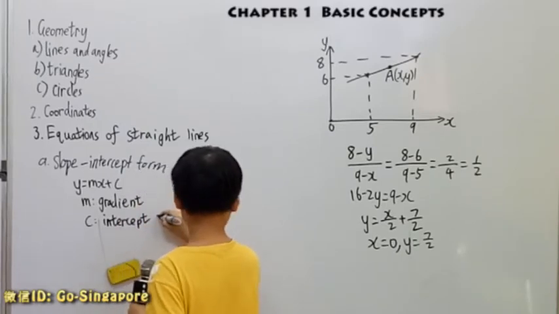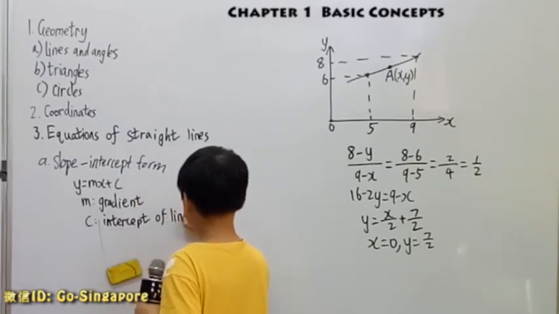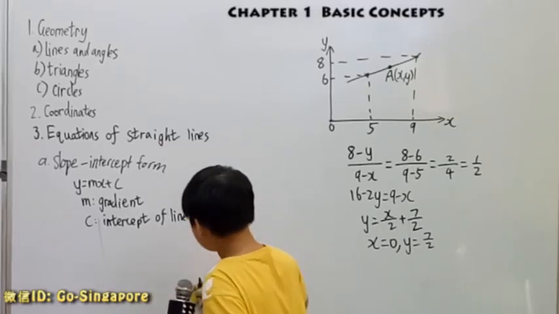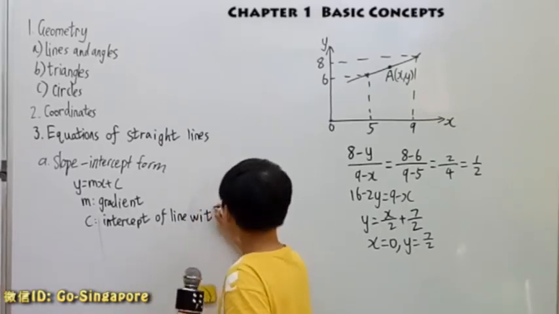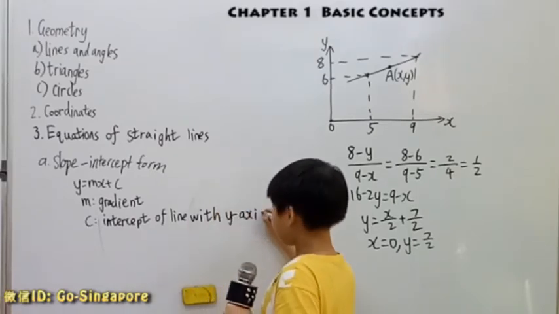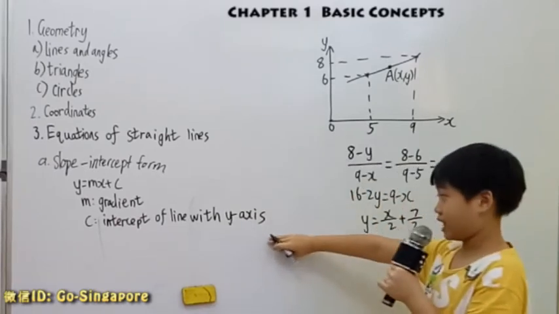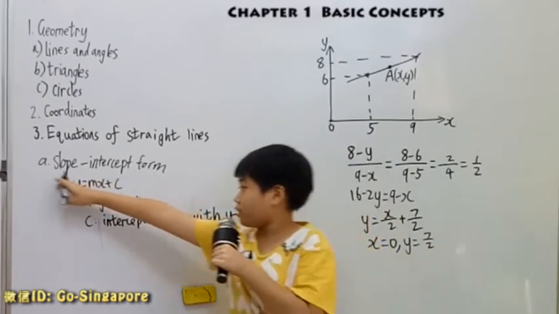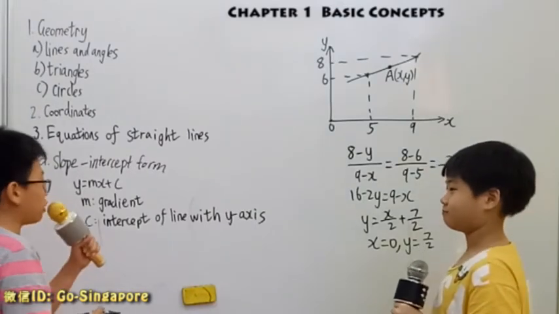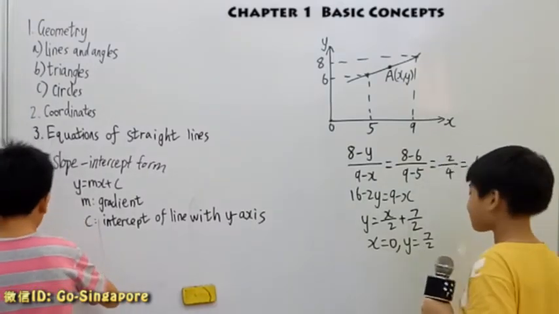The intercept of the line with the y-axis. Okay, so here we have this, right? Yes. So this part is finished, and now we'll move on to the general form, B. B with the general form.